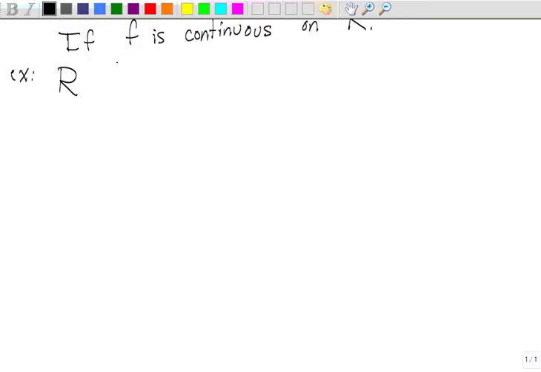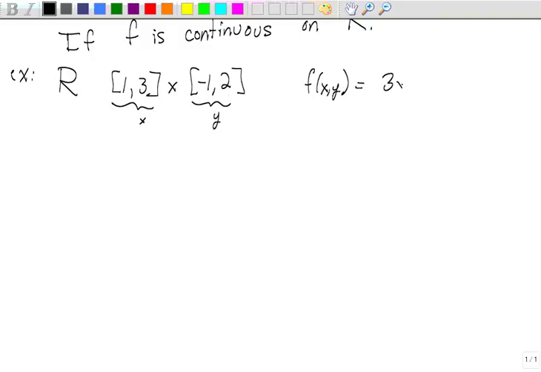Suppose my rectangle is 1 to 3 by negative 1 to 2. So these are my x boundaries, and these are my y boundaries. And my function, let's say, is 3x squared plus 2xy cubed. First I'm going to integrate with respect to x, and then with respect to y.